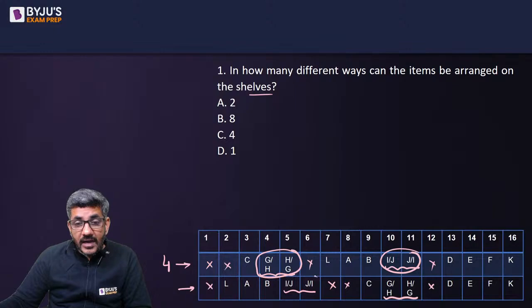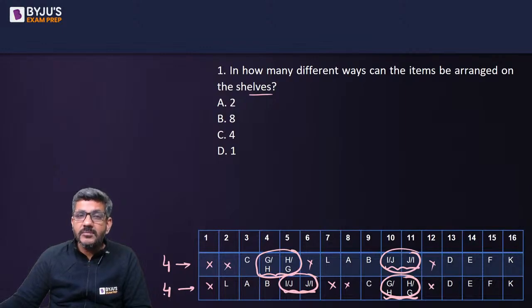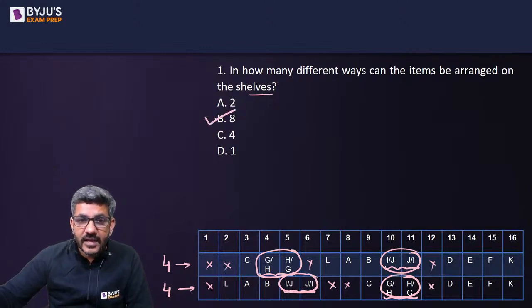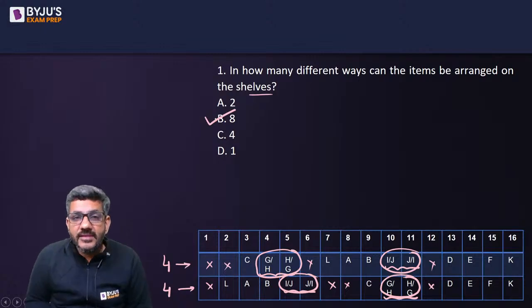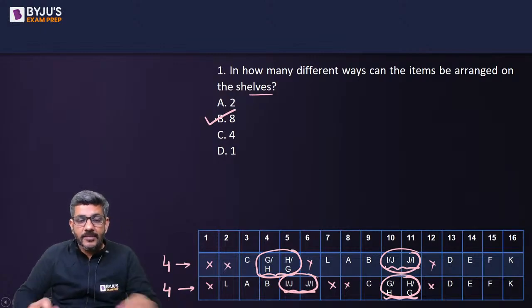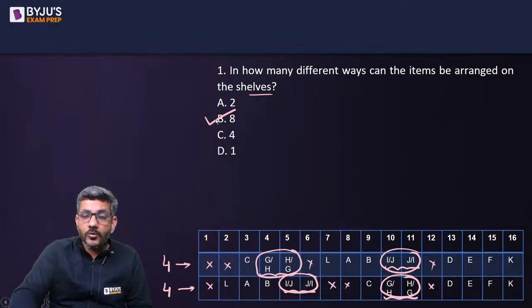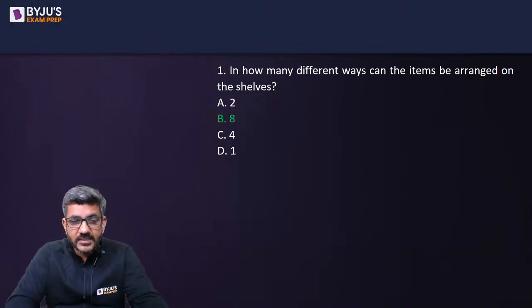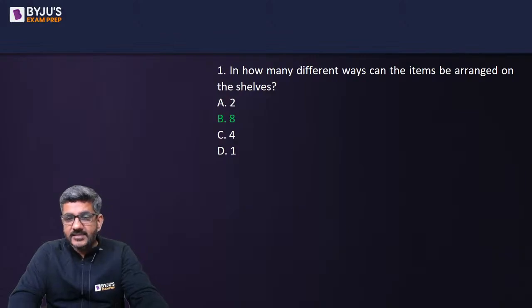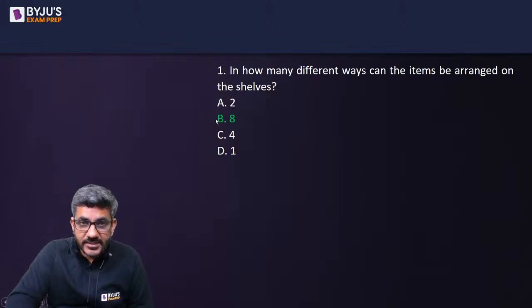Second case, I and J can be arranged in two ways. H and G can be arranged in two ways. So 2 into 2, again 4 possibilities. So total number of possibilities is 4 plus 4, that is 8. So option B, 8, is the correct answer for question number 1. I hope it is understood to all.